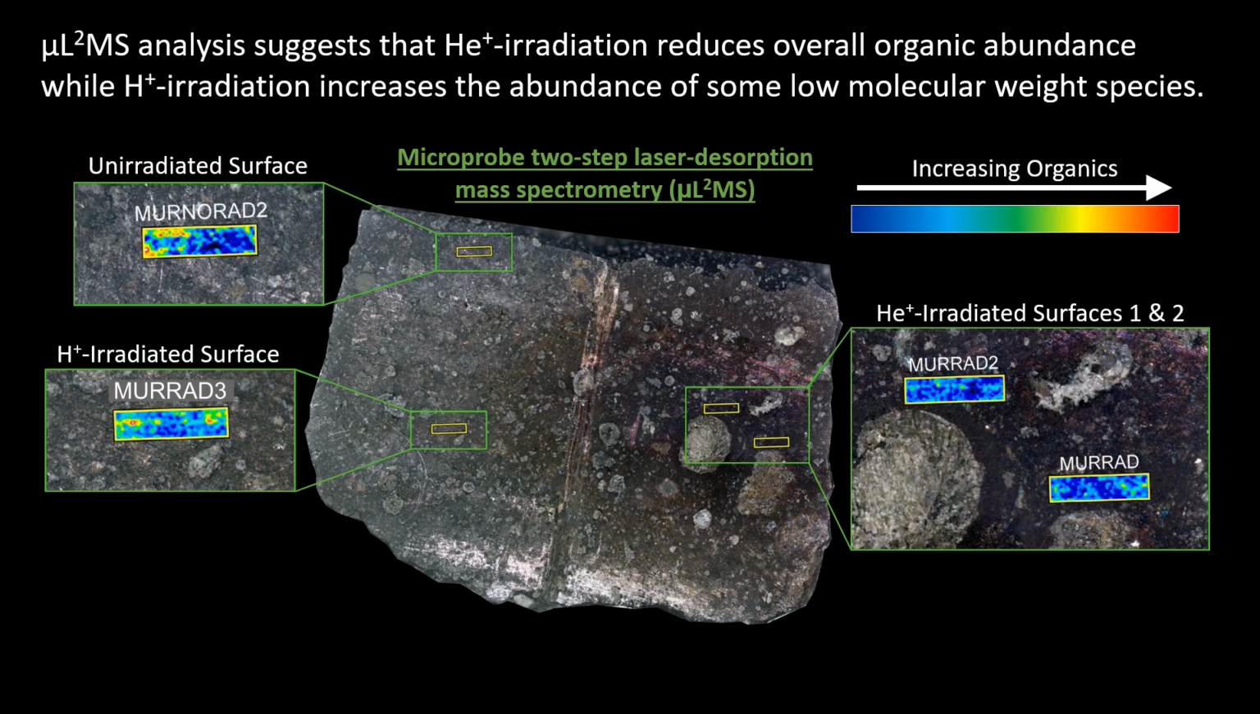However, examination of the summed spectra indicates that hydrogen irradiation actually increases the abundance of some low molecular weight organic species. We think that the higher energy and heavier mass of the helium ions allows them to destroy organics by breaking carbon bonds and sputtering constituent atoms and molecules. Alternatively, hydrogen irradiation likely does not change bulk organic content, but rather breaks apart large macromolecular species, which cannot be detected by the micro-L2MS instrument, into smaller molecular fragments that can be readily detected by micro-L2MS.